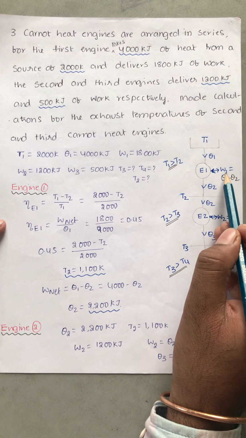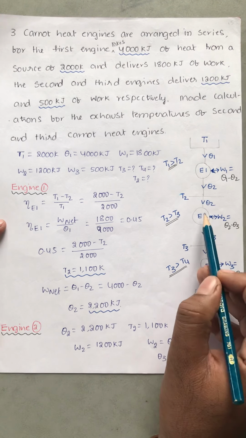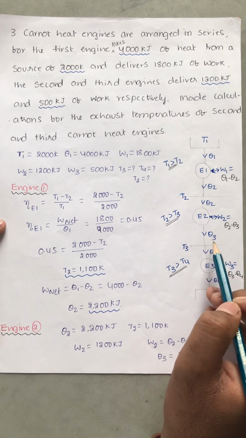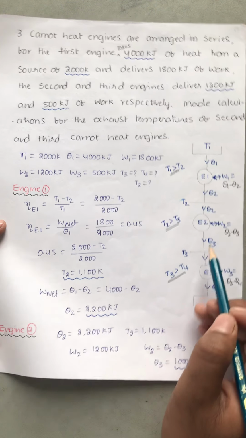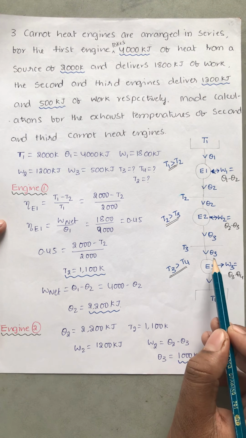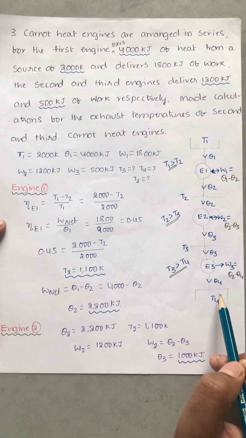So work transfer of engine 1 is Q1 minus Q2. The same Q2 is supplied to engine 2. The exhaust of the first engine is supplied to the second engine. So Q2 minus Q3 is the work W2, and the third engine is between T3 and T4. So the same Q3 is supplied to engine 3. W3 equal to Q3 minus Q4.